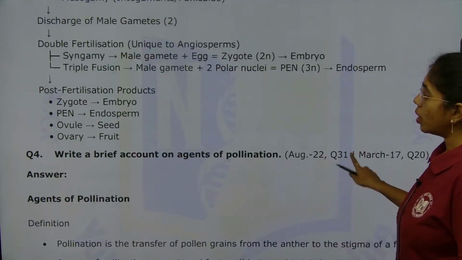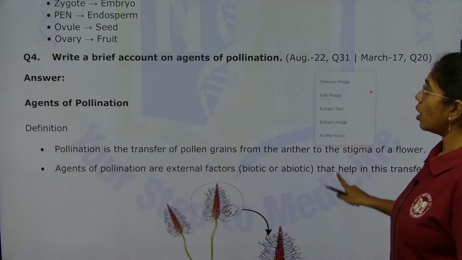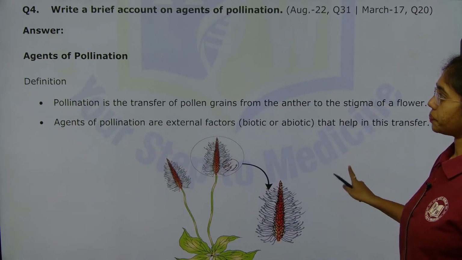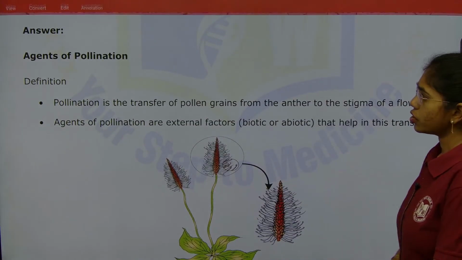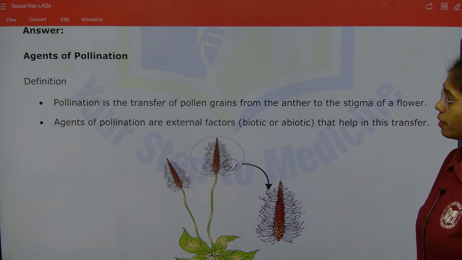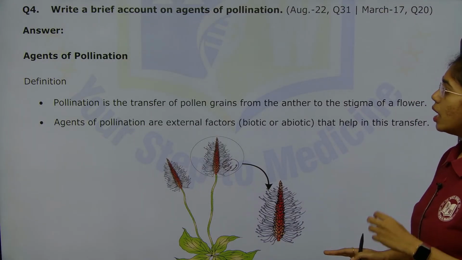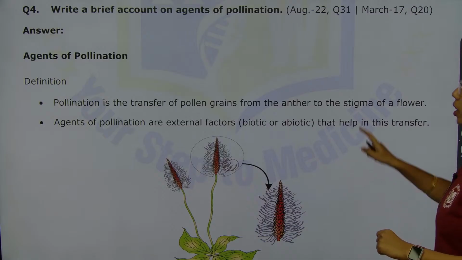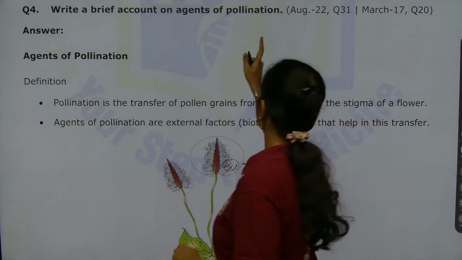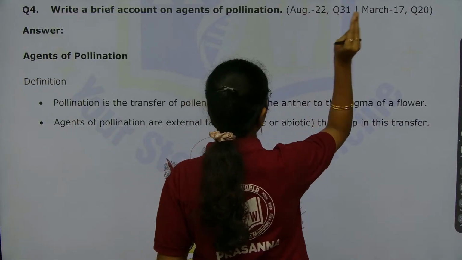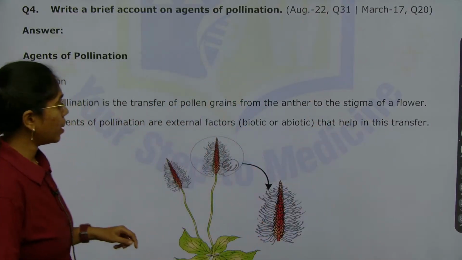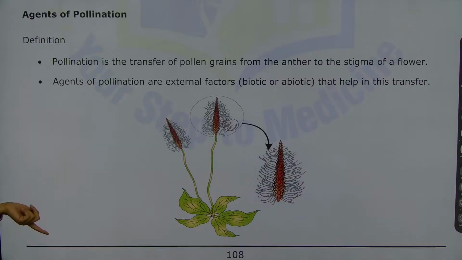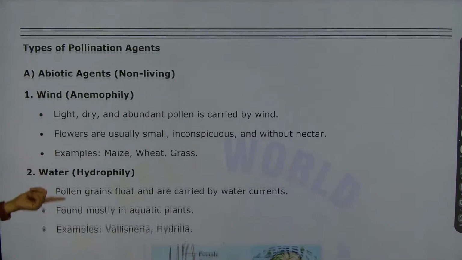Next, write a brief account on agents of pollination. Okay, agents of pollination, you see, first the definition. What is pollination? Transfer of pollen grains from anther to stigma of the flower. Agents of pollination can be biotic or abiotic. This question is also important, where it was asked in 2022 and March 2017. So agents of pollination can be biotic or abiotic.